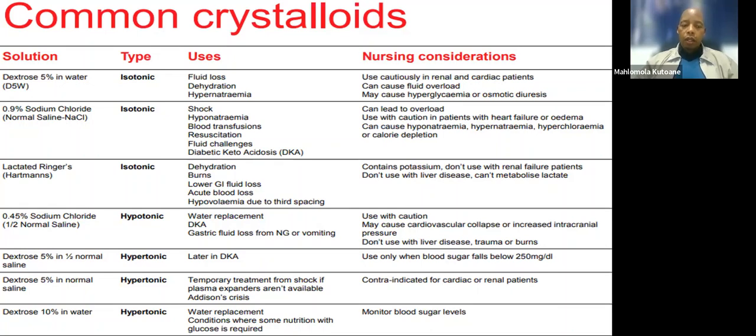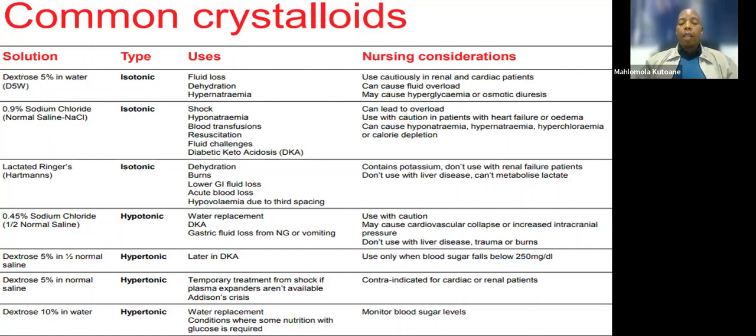0.45% sodium chloride, which is half-strength normal saline, which is hypotonic. And it is also used for water replacement, DKA, gastric fluid loss from the gastrointestinal tract and or vomiting. We also have dextrose 5% in half normal saline, which is hypertonic. It can be used in the later stage of diabetic ketoacidosis.